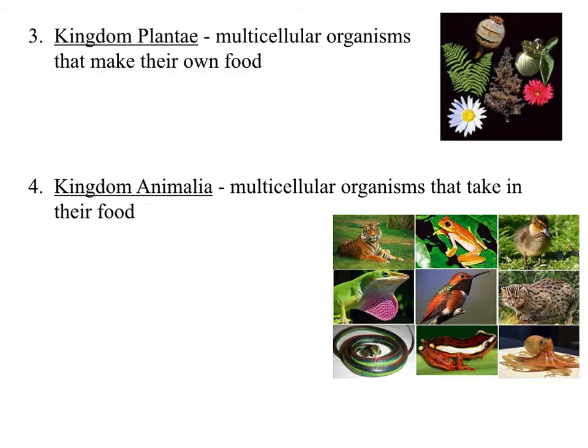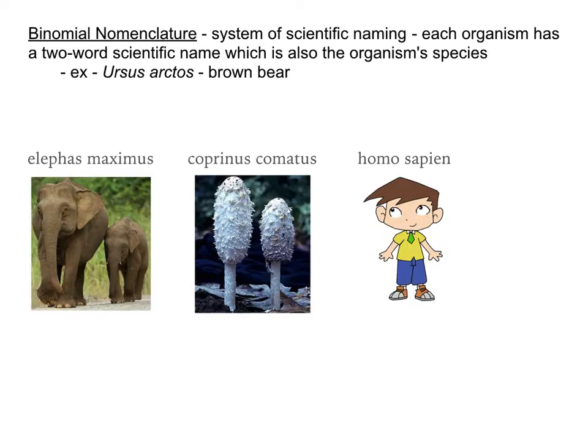Now, we're going to talk a little bit about naming things next, because scientists give everything specific names. We call that system of scientific naming binomial nomenclature. I know that's a tricky one. Remember, bi means two, so binomial, we're talking about a 2-word scientific name. Each organism has a 2-word scientific name, which is also that organism's species.